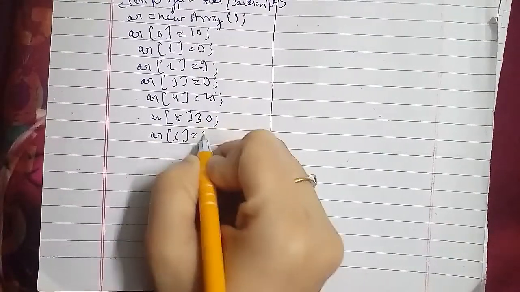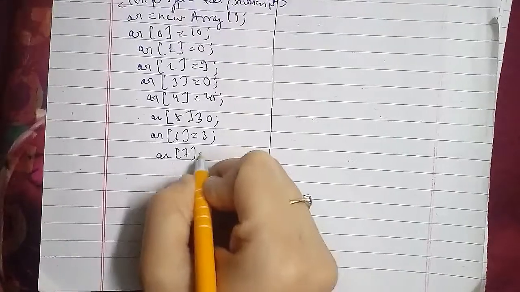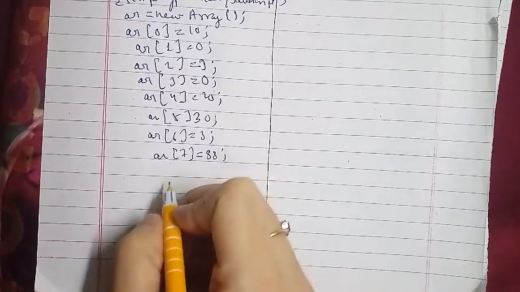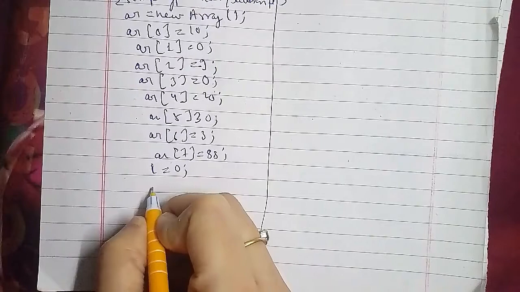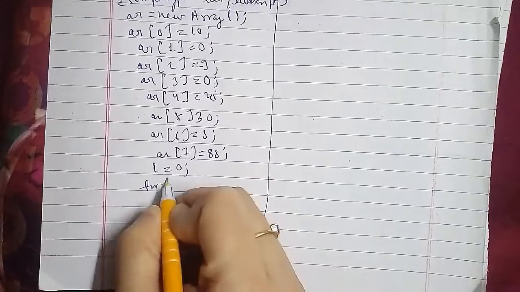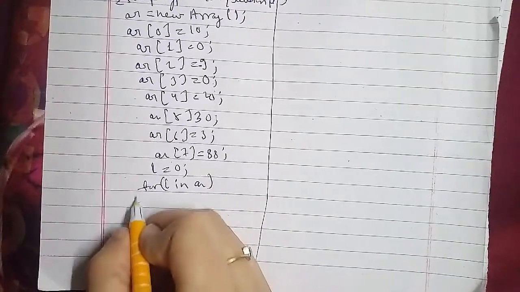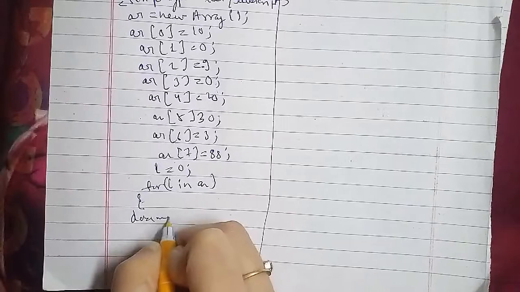for i in ar, that is the array. Then we have document.write(ar[i] + "<br />"), and then i++, then close it with a curly bracket.